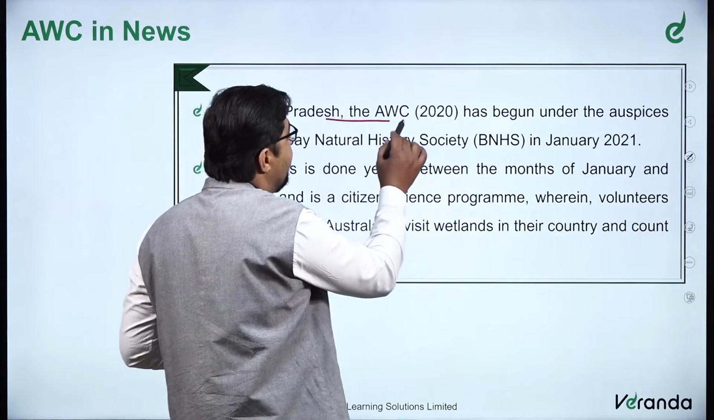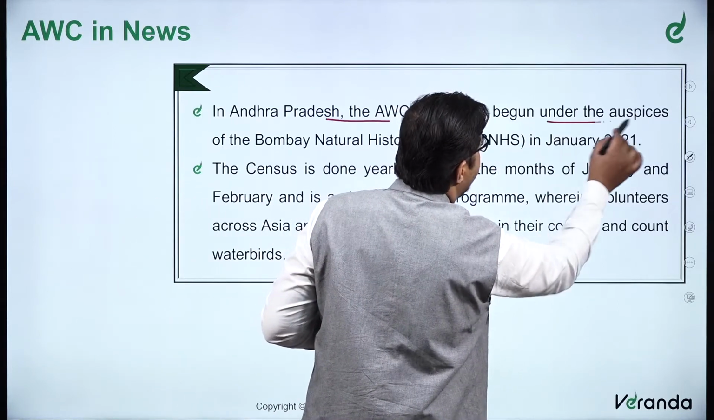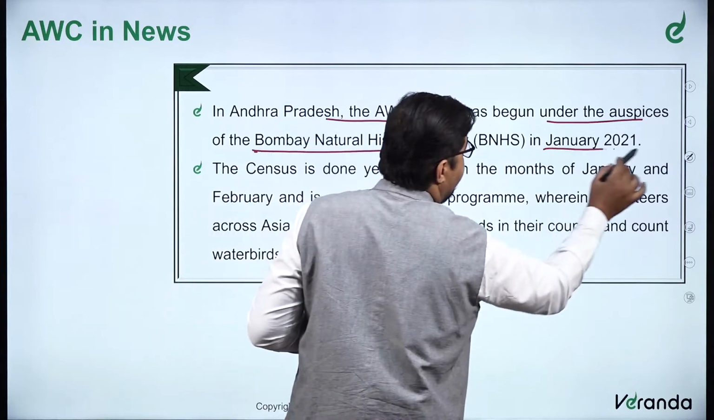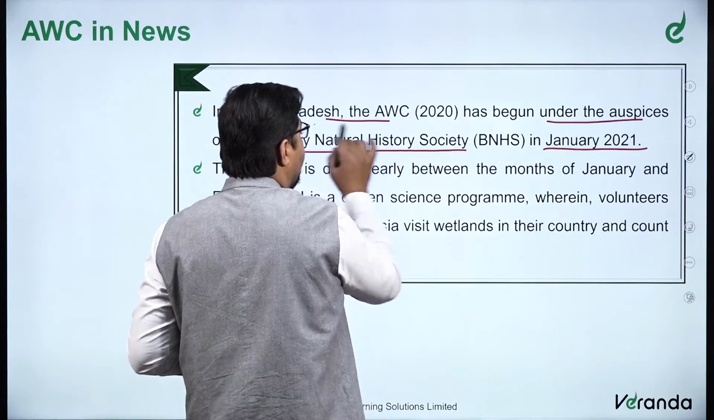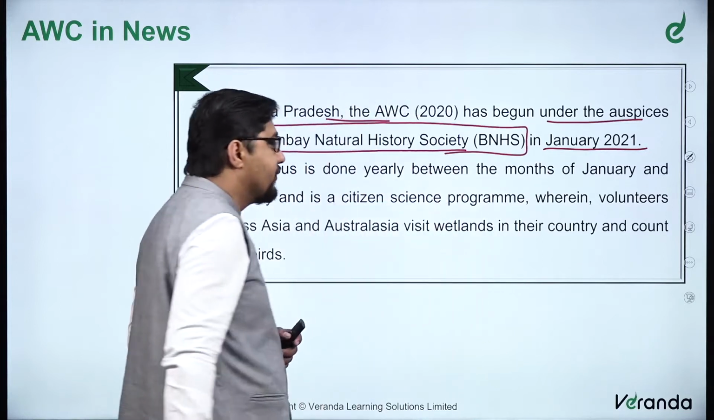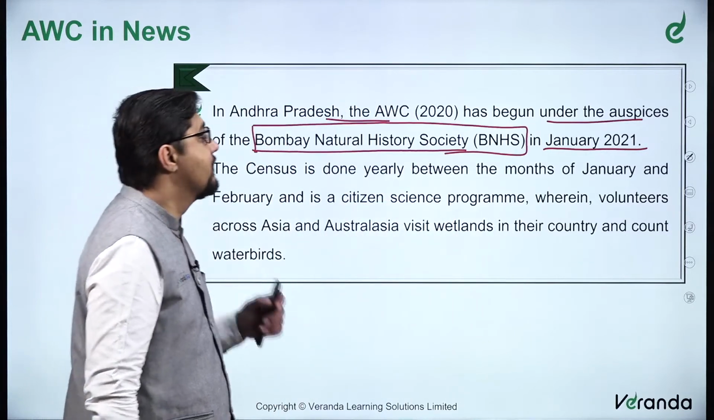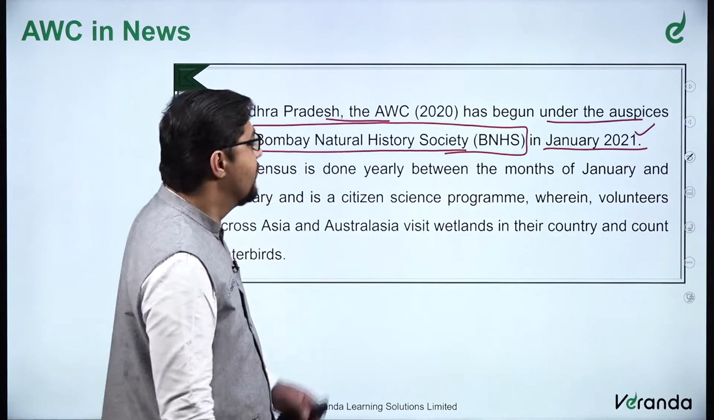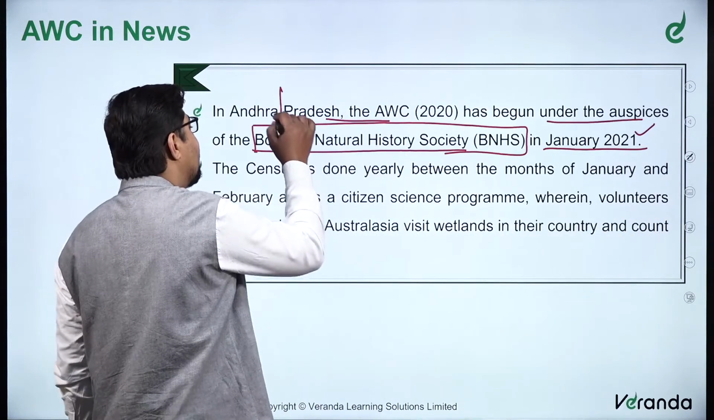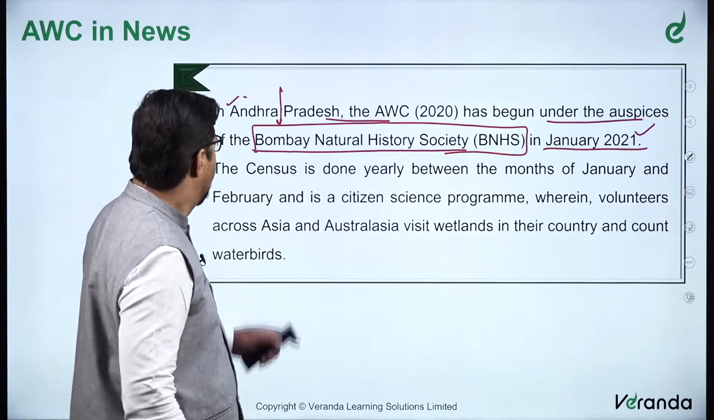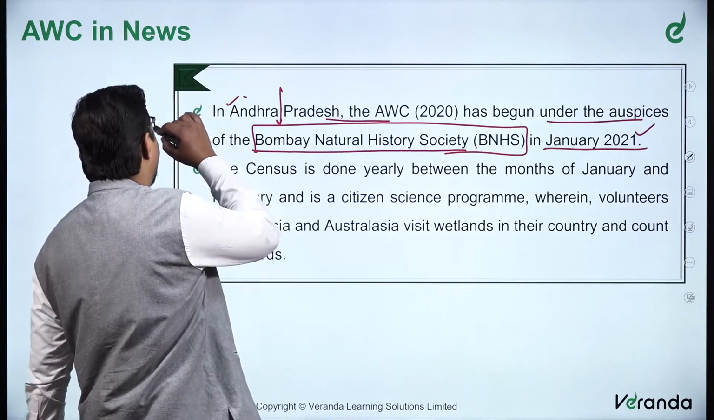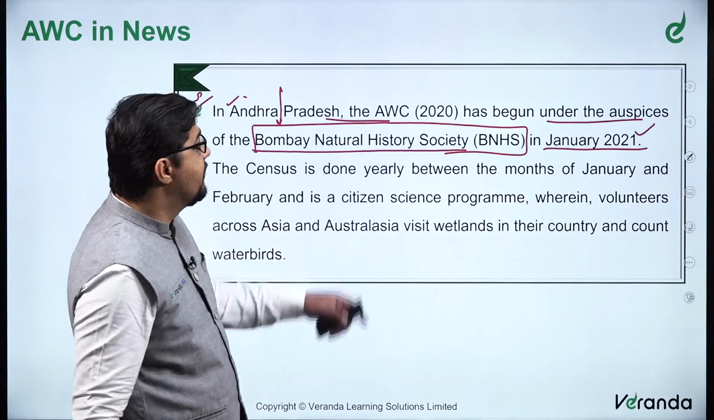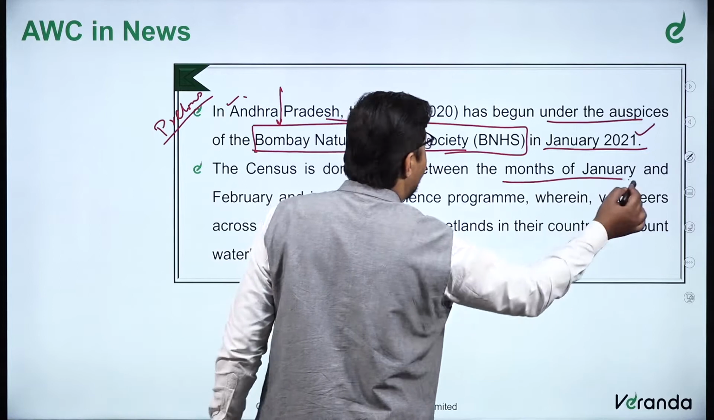So in Andhra Pradesh, the AWC 2020 has begun under the auspices of the Bombay Natural History Society in January 2021. So this is an important organization, the Bombay Natural History Society. We have seen that it starts in January. So under the aegis of this organization, it has started in Andhra Pradesh. Now further, the census, again this is important for the prelims. Further, the census is done yearly between the months of January and February.